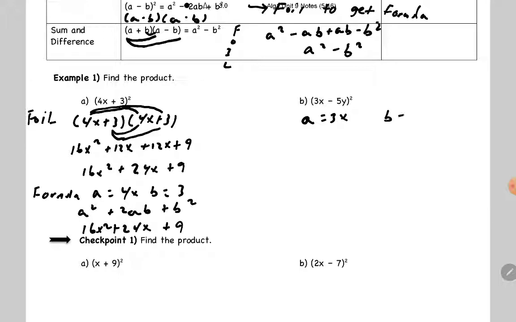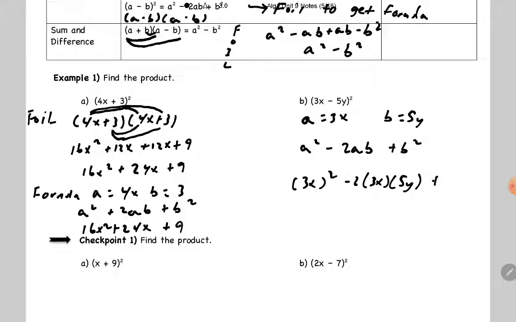a equals 3x, b equals 5y. We have the formula a squared minus 2ab plus b squared. So we have (3x) squared minus 2 times 3x times 5y plus (5y) squared. So this will be 9x squared minus 2 times 3 is 6 times 5 is 30. So this is minus 30xy plus 25y squared.